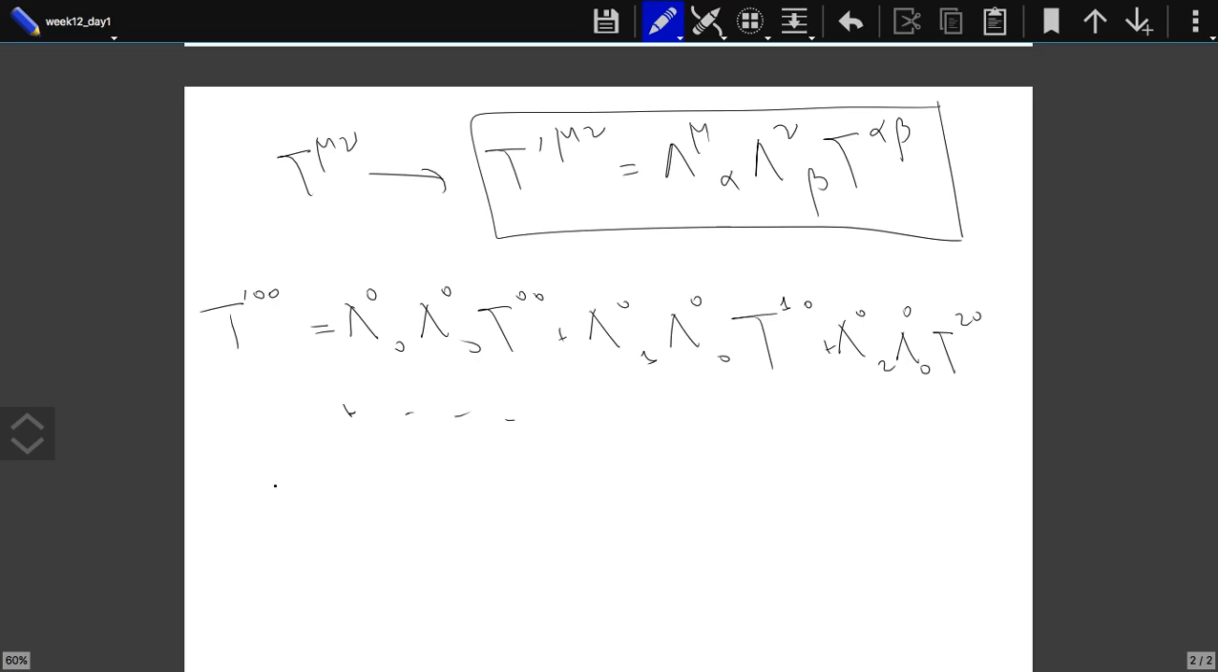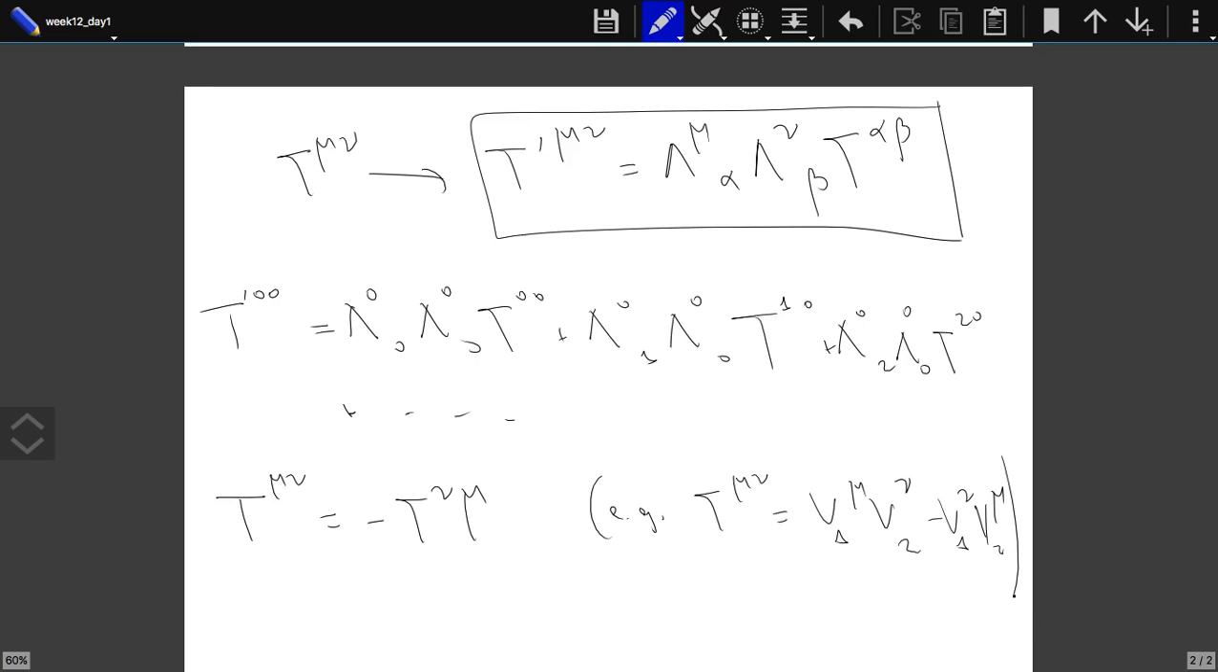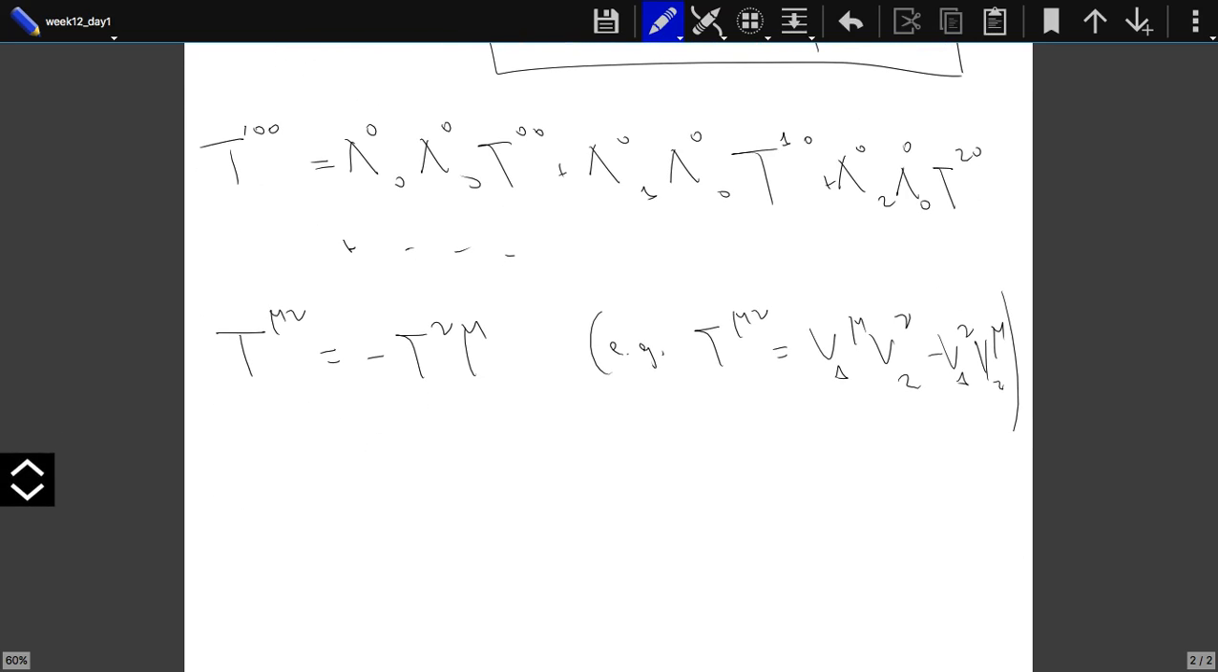Now, let me just consider a tensor which has this property. For example, it can be V1 mu, V2 nu, minus V1 nu, V2 mu. If you look at that tensor over here, it's written as a combination of the products of components of vectors. But I take such a combination that if I change mu and nu, the first term becomes the second term and the second becomes the first. So if I change the positions of mu and nu, this term acquires a minus sign. The nice thing about such tensors is they have fewer components. That is what will save me.